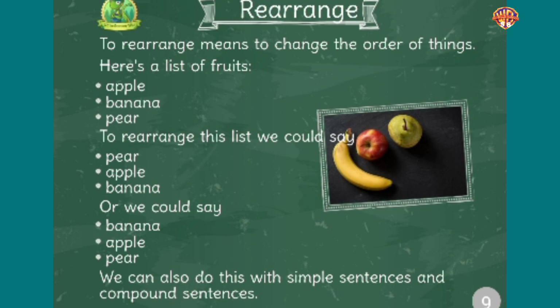Rearrange. To rearrange means to change the order of things. Here's a list of fruits. Apple, banana, pear. To rearrange this list, we could say pear, apple, banana. Or we could say banana, apple, pear. We can also do this with simple sentences and compound sentences.